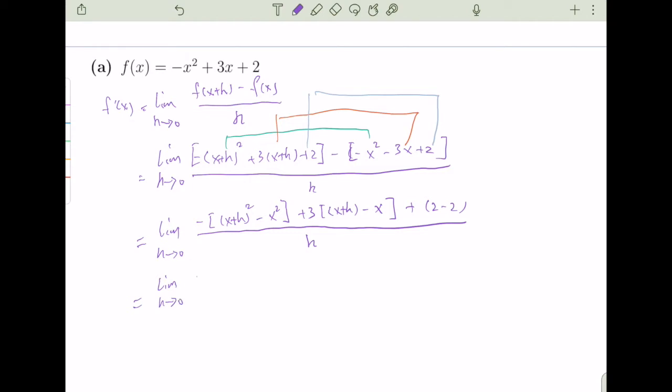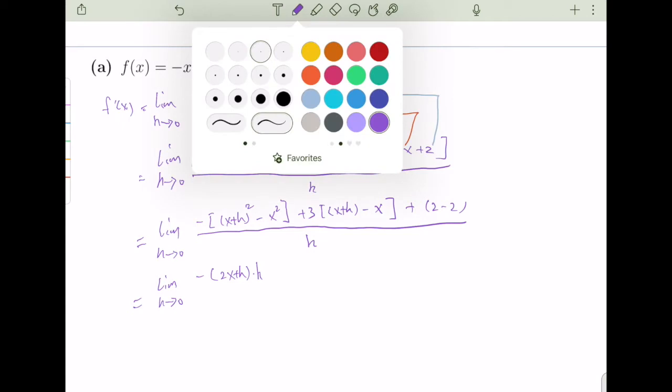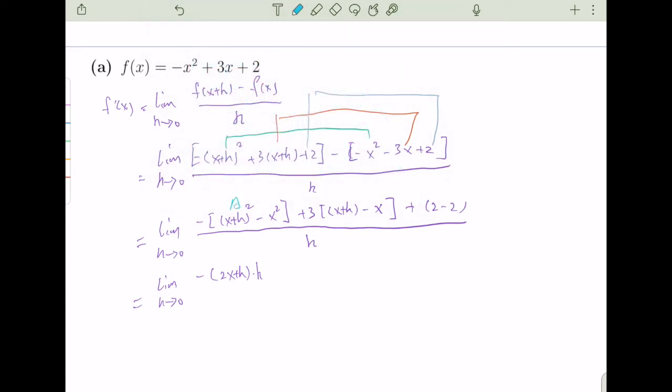Now we have this by the difference of squares formula, that is a plus b times a minus b. So a plus b, that's 2x plus h. A minus b, that's h. Right? That's the difference of squares formula. This is a squared, this is b squared. Okay? And then the next term we have 3h, right, plus 0.